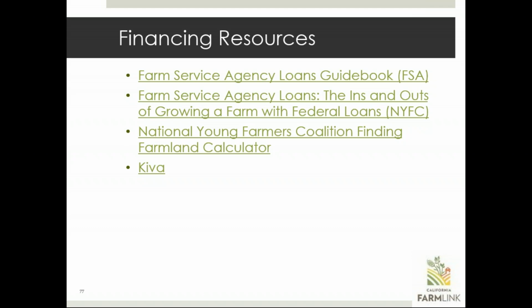And then another tool that the National Young Farmers Coalition created recently is a finding farmland calculator. And so you can simulate different scenarios based on the purchase price of a piece of land, how much you can put down, if you would be working with the FSA and other lenders. So, if you're currently looking to buy land, or you're dreaming about it and want to know what you can do to move in that direction, really encourage you to look at that tool.